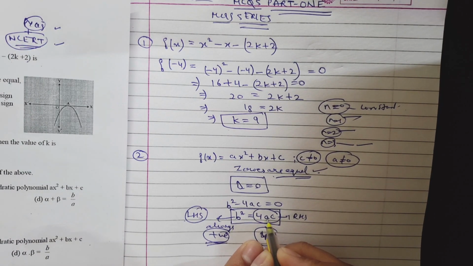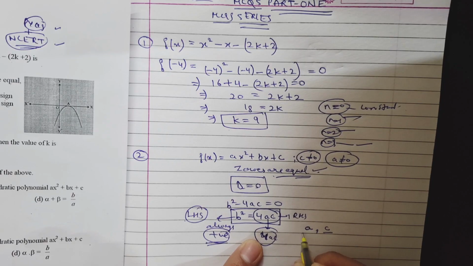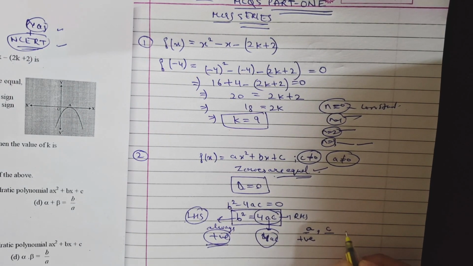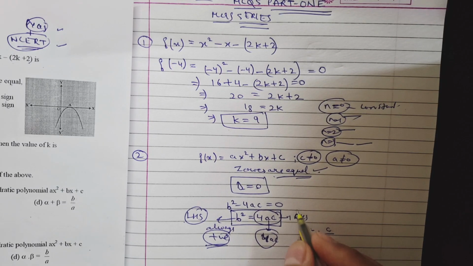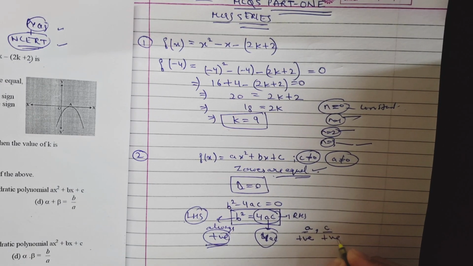Now we have to check the signs of A and C. Now the answer will depend on A and C. If A is positive, then C can't be negative, because if C becomes negative, the right hand side becomes negative, which is not equal to the left hand side. We have to make the right hand side positive. So if A is positive, C must be positive.